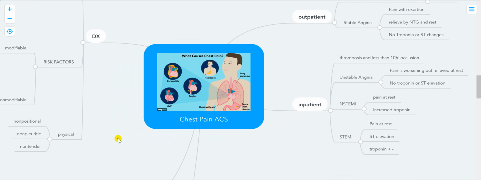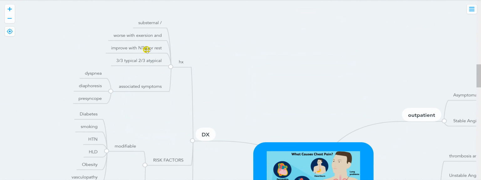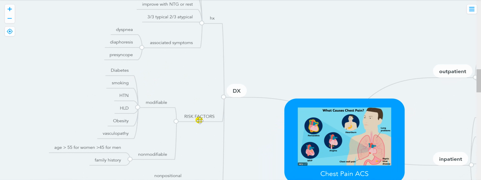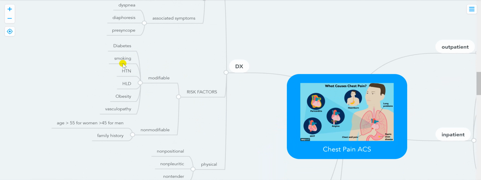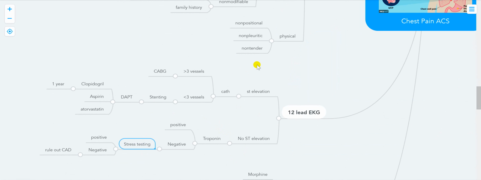Okay. After that, we gotta look at the history, which we have these three: substernal, worse with exertion, improve with rest. If 3 out of 3, typical. 2 out of 3, atypical. And look at the associated symptoms: dyspnea, diaphoresis, syncope. Look at risk factors. There's modifiable: diabetes, smoking, hypertension, hyperlipidemia, obesity, vasculopathy, and non-modifiable: men more than 45, women more than 55, like the age, family history. And the physical exam, make sure that's non-positional, non-pleuritic, non-tender.